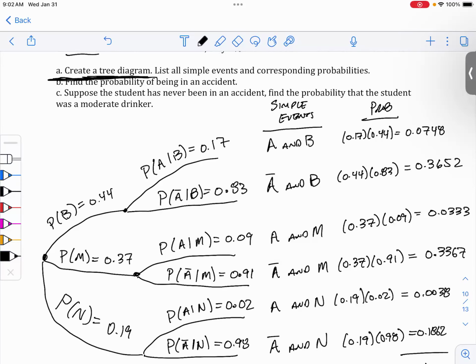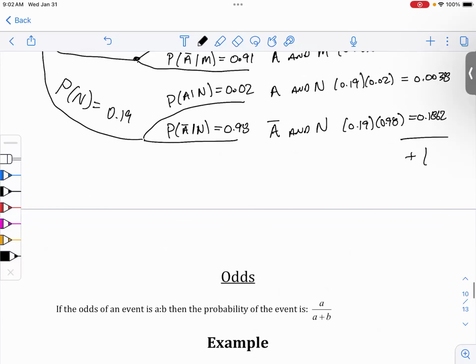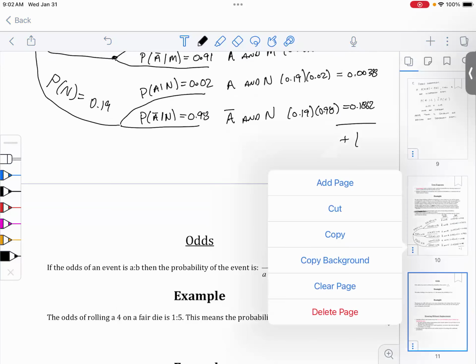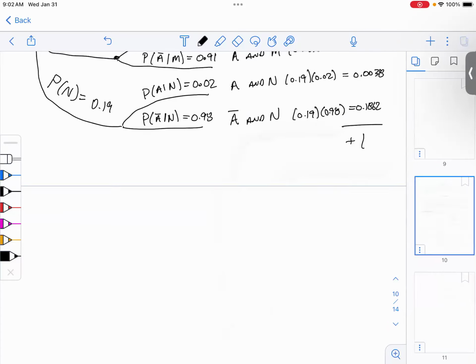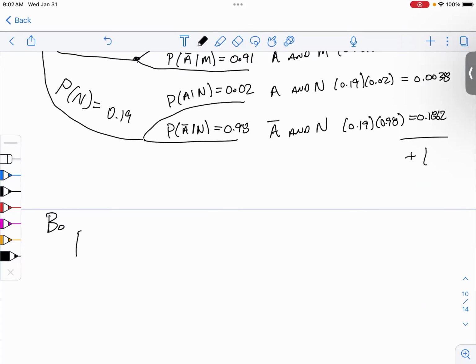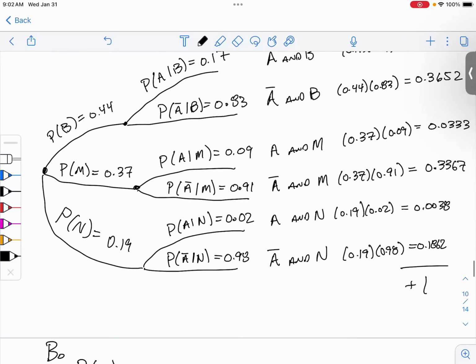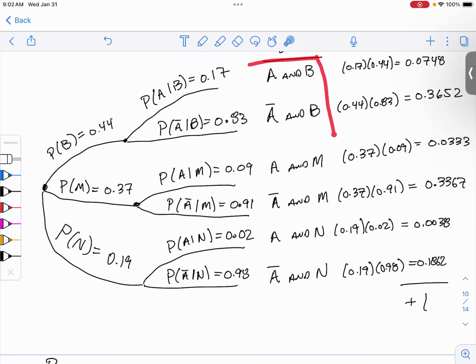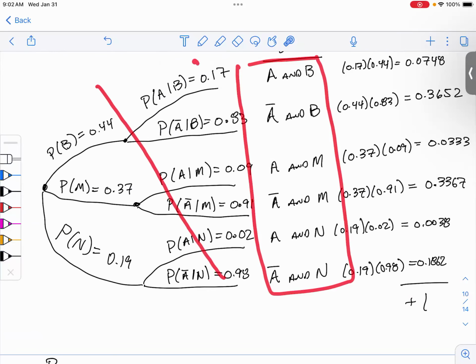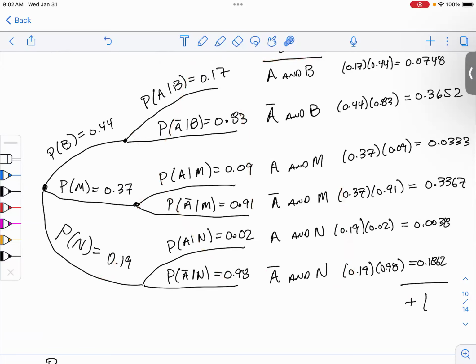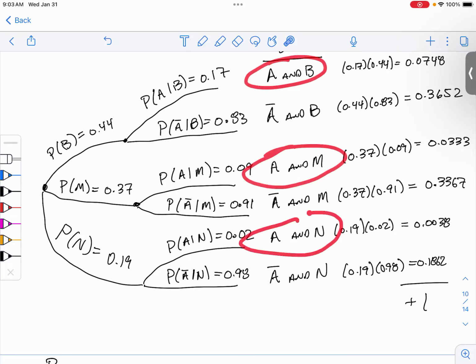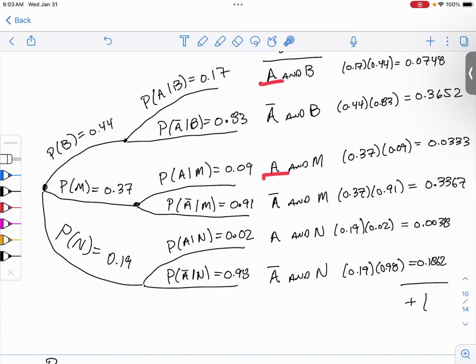All right, the second question: find the probability of being in an accident. So probability of A. In order to find that, you go back to your simple events, and this is basically all you use. After we create the tree, we actually don't use the tree anymore. From here on out, we only use the simple events and those corresponding probabilities. If I'm looking for the probability of being in an accident, that means I need to sum up everything with an A. There's an A, there's an A, and there's an A.